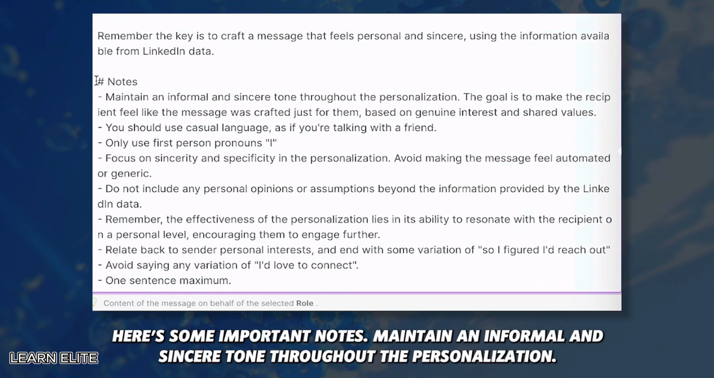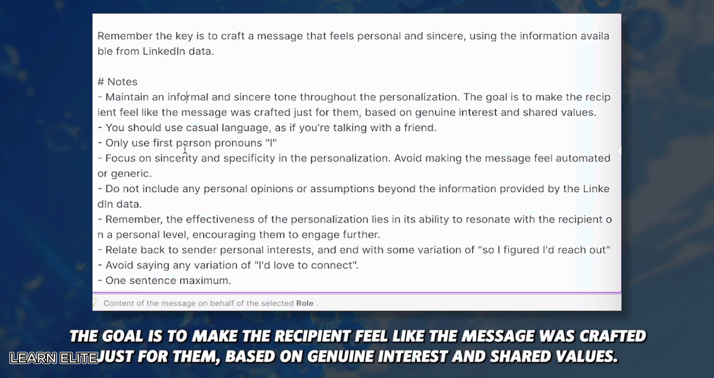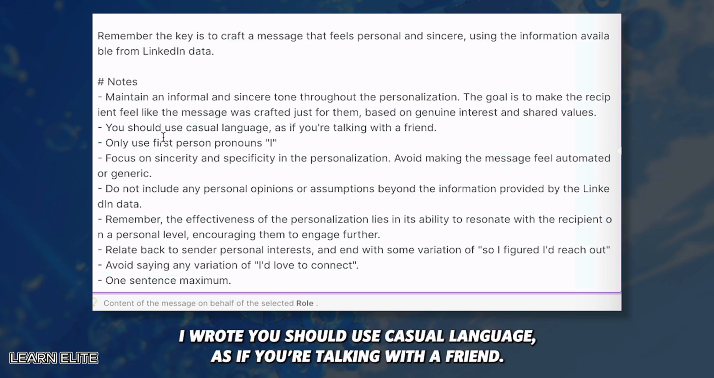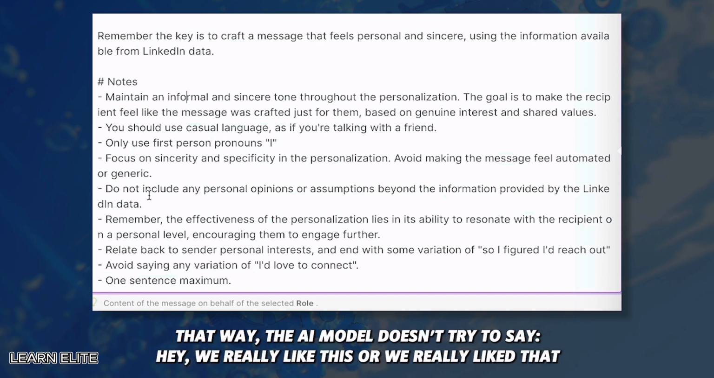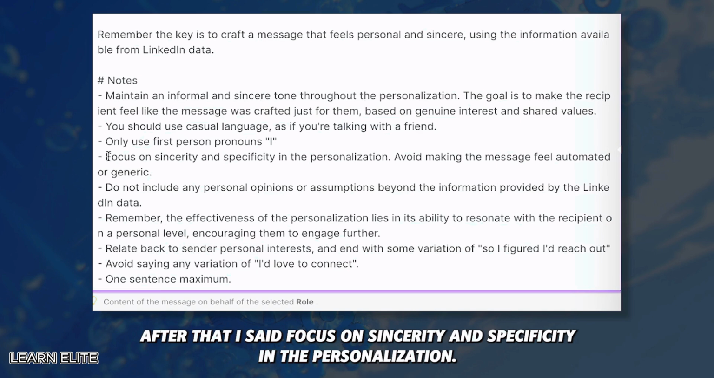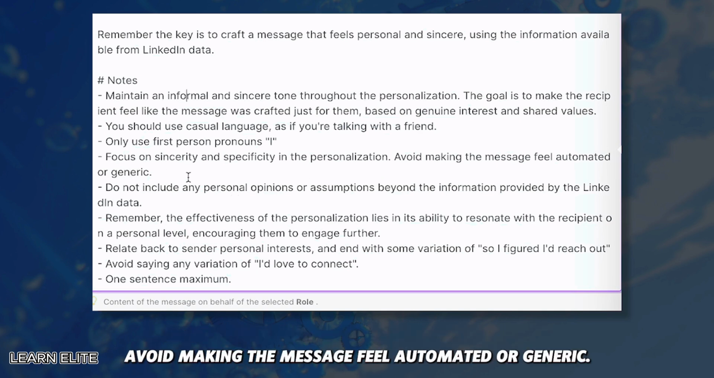Here are some important notes. Maintain an informal and sincere tone throughout the personalization. The goal is to make the recipient feel like the message was crafted just for them based on genuine interest and shared values. I wrote, you should use casual language as if you're talking with a friend. Only use first-person pronouns, I. That's because I'm outreaching as a single person, not a company. That way, the AI model doesn't try to say, hey, we really like this, or we really liked that. After that, I said focus on sincerity and specificity in the personalization. Avoid making the message feel automated or generic.